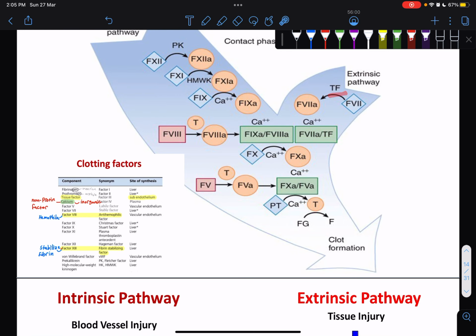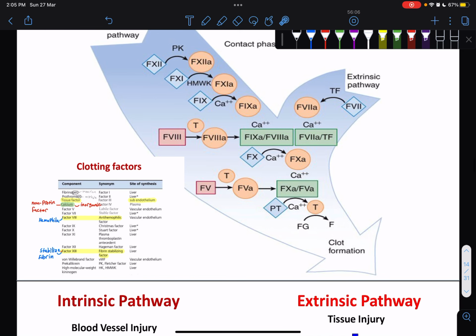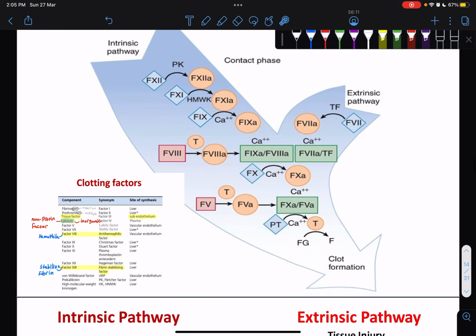This TF is like an enzyme. It will activate factor number 7. This is factor number 7 to 7A. Why am I writing A, small a? Active form. Just to make a difference between inactive and active factor. If I am writing factor 7A, it means factor 7 is activated now. Do you see that? Yes.